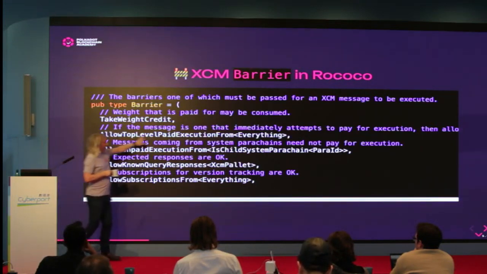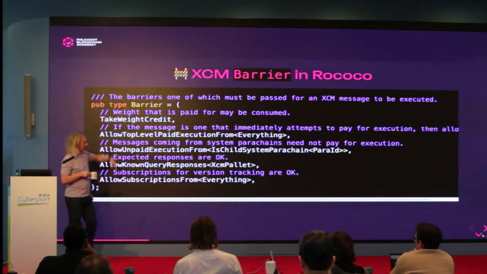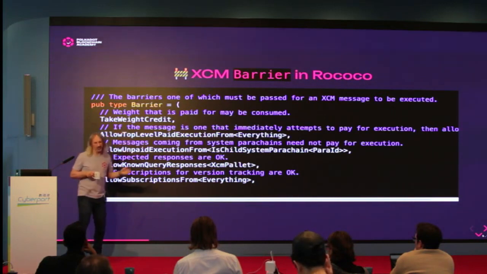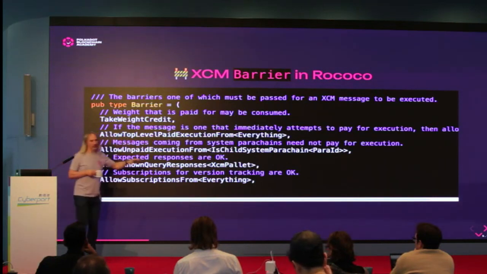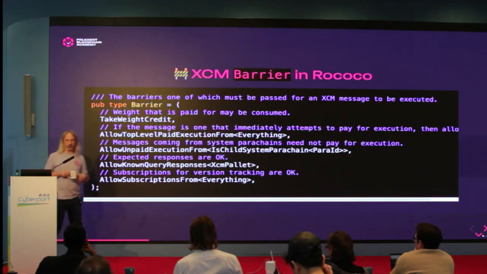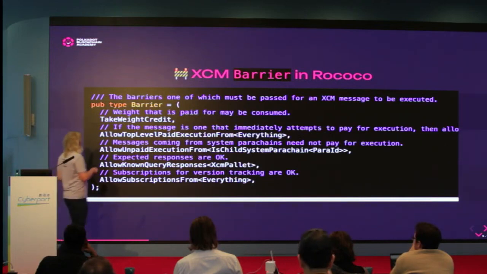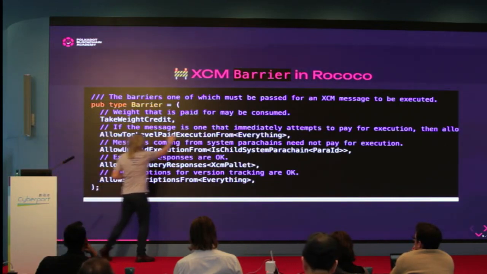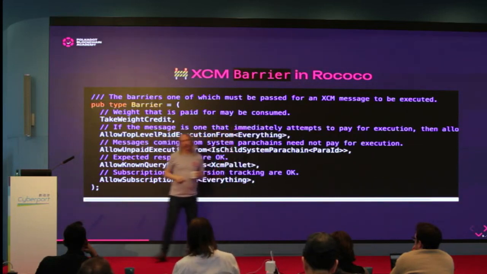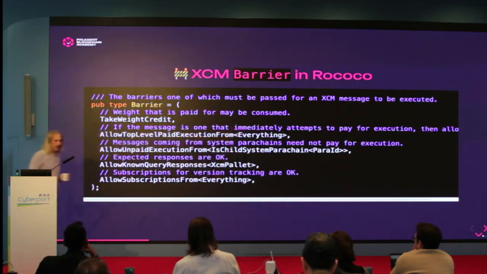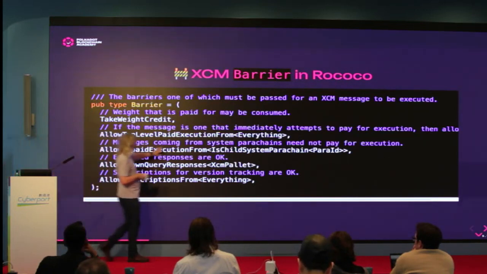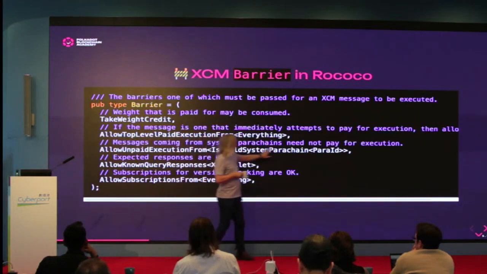Next one, allow top level paid execution from. Top level just means that the buy execution is at the top of the program. Really, if we're doing some renamings, we can drop the top level. Maybe we should do that. Anyway, so allow paid execution from everything. Everyone, if they pay, they can execute a message with us. Fair enough? Sounds reasonable.